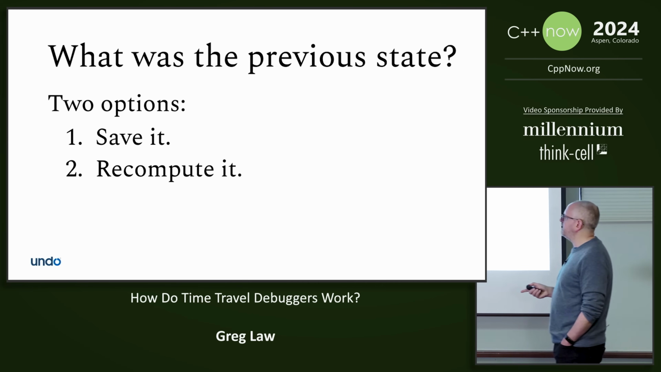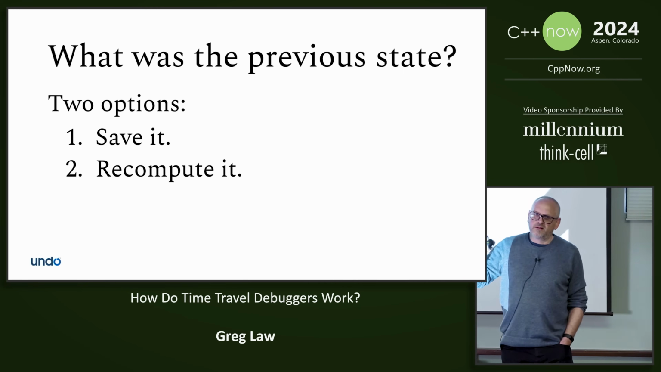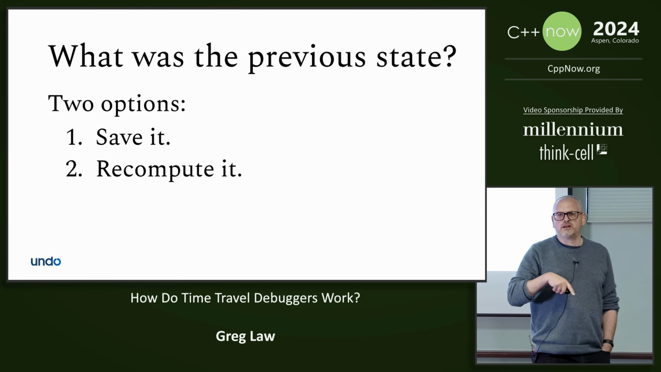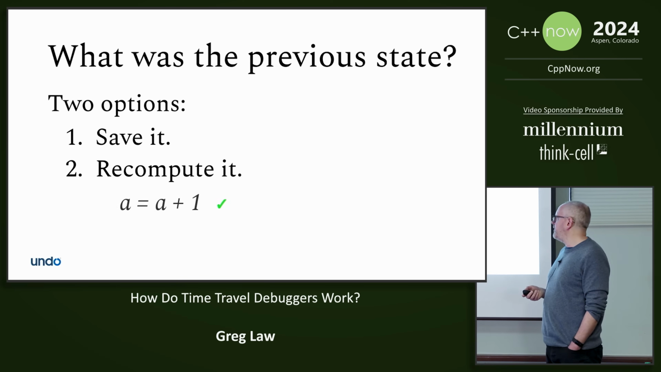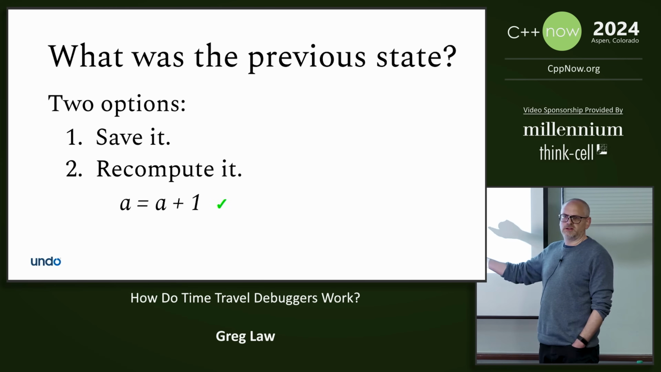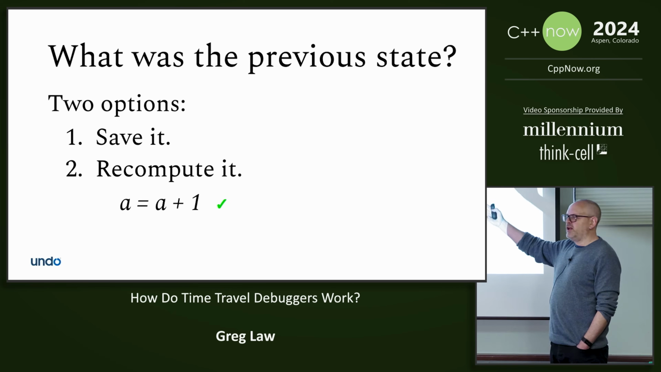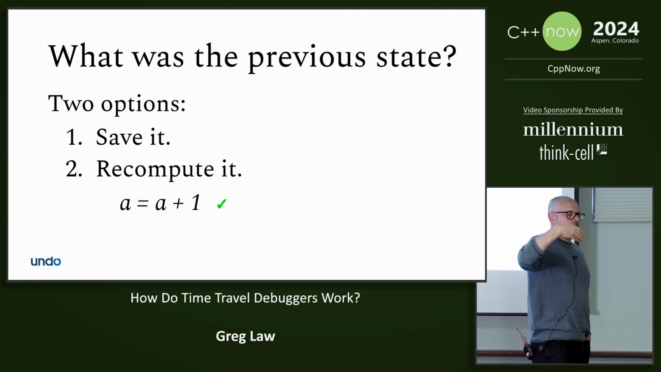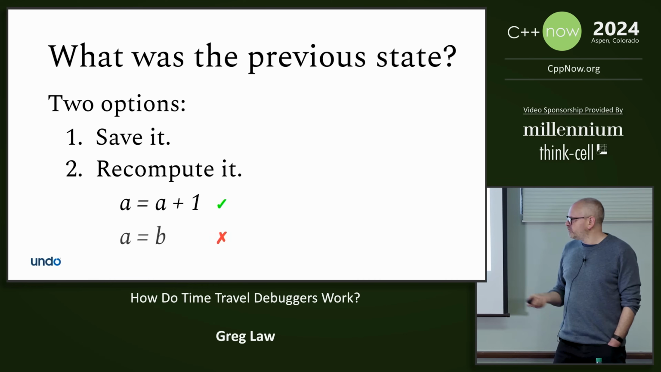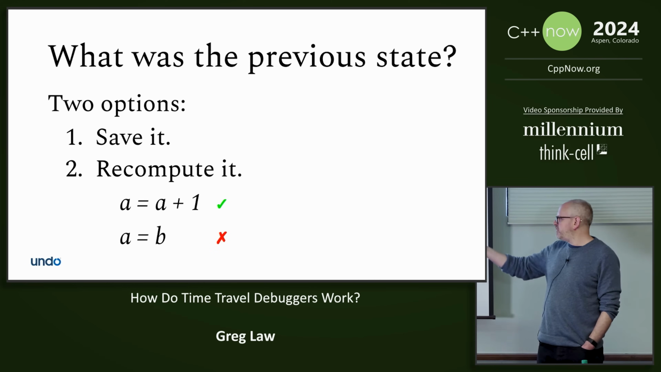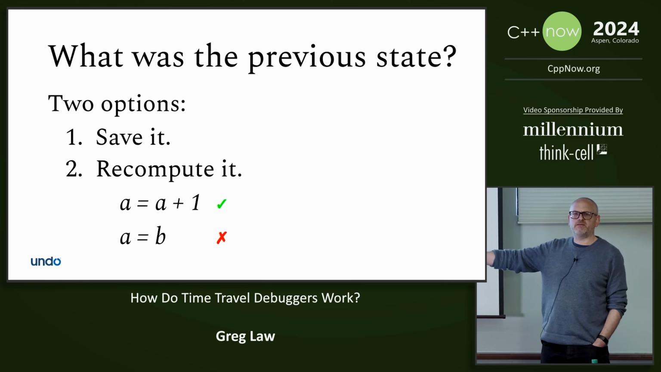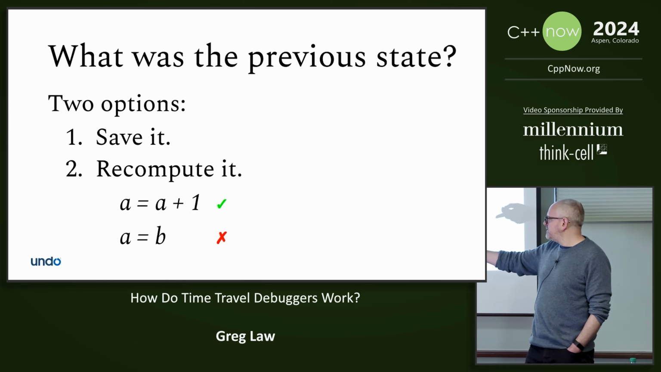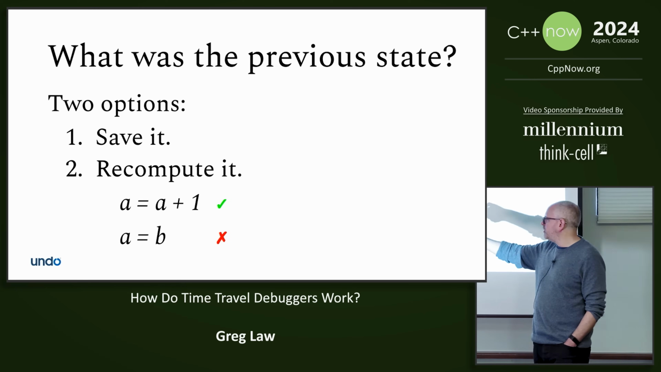A better option is to recompute it. But as I just said, computers don't really run backwards. So how are we going to do that? Well, in fact, some statements are reversible. If I just run that statement and I know that A is 42, then obviously its previous value was 41. But that statement's not reversible. After I've executed that, I've got no idea what A was previously, right? In fact, even the first one's not reversible.